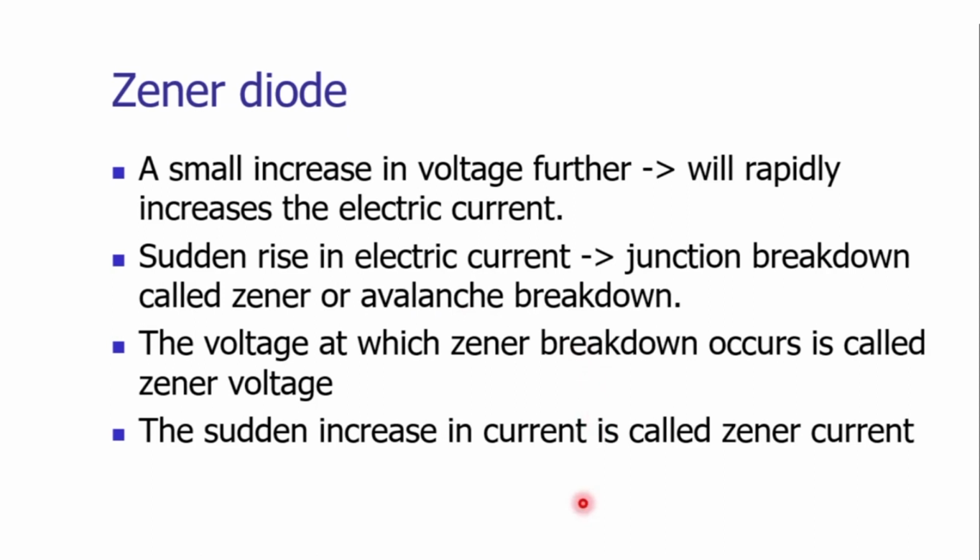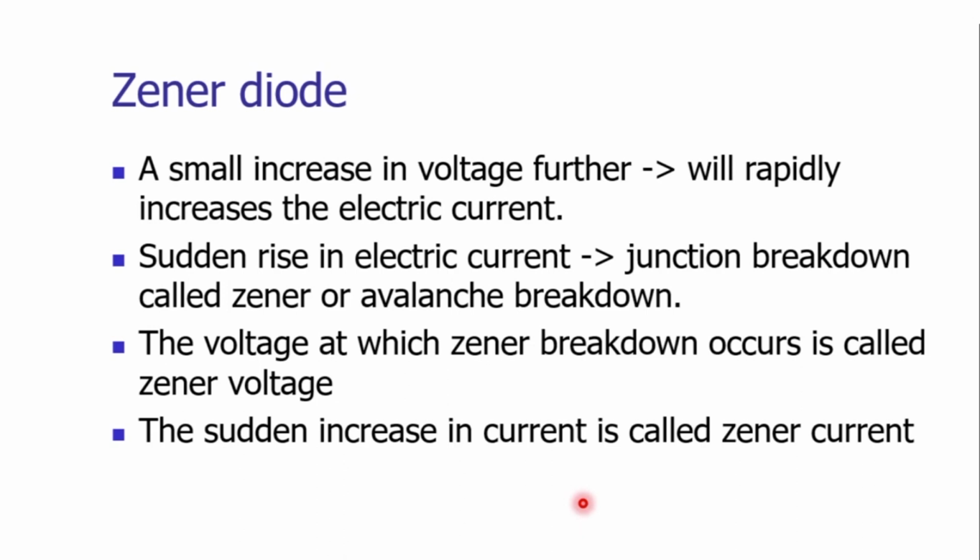So what we are understanding here is that in a forward bias mode, there is a low resistance to the flow of electric current. But when we apply reverse biased voltage, it exhibits resistance to the flow of electricity. But if you increase the reverse bias voltage, there may be a sudden increase in the current.